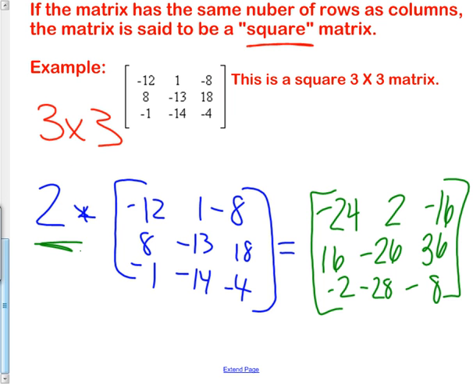So when you're taking a number and multiplying it by a matrix, this is called scalar multiplication. So whatever this number is, you take it, multiply it by everything inside of the matrix.